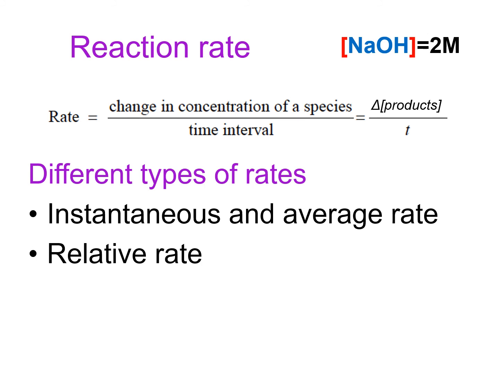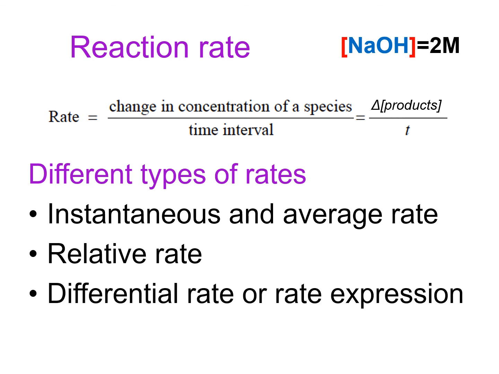Then there is the relative rate. So for example, I could express the rate at which the products are appearing relative to the rate at which the reactants are disappearing. Or if I have two products, I could be interested in expressing the relative rate of one of the two products with respect to the other.